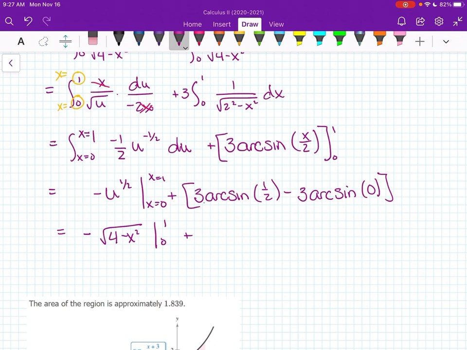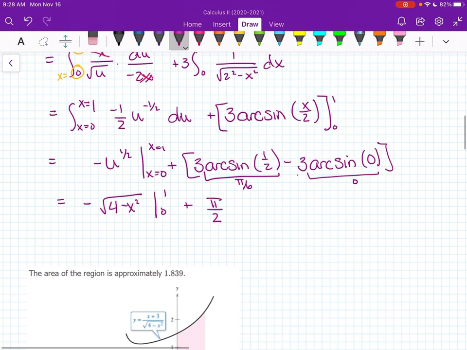Arc sine of 1/2 is pi over 6, and arc sine of 0 is 0. So 3 times pi over 6 is pi over 2, minus 0. Then when I plug in 1 into this, I'm going to get negative square root of 3, minus, and then 0 gives the square root of 4, which is 2, so a negative 2, and plus pi over 2.